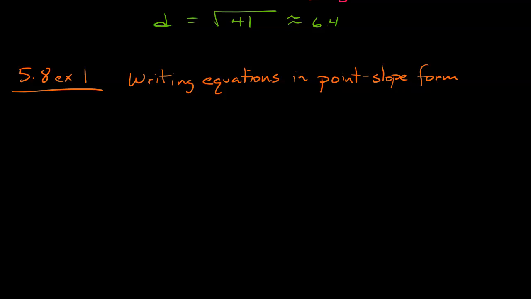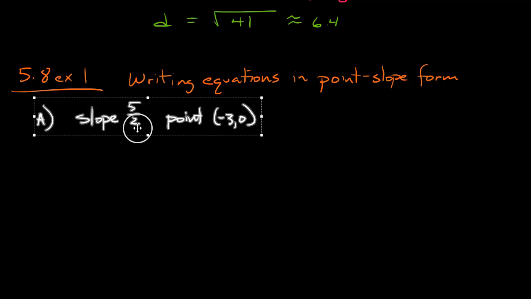Okay, so let's just start with this one. Let's say you are told the slope is 5/2, and you're given the point -3, 0.